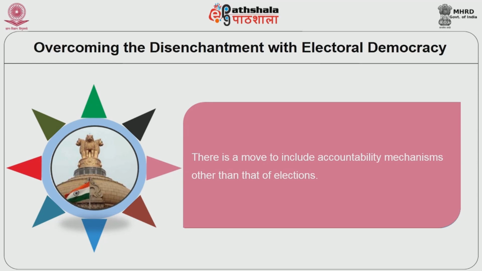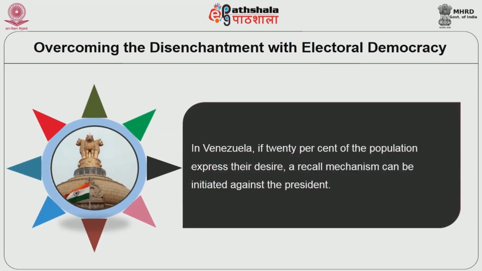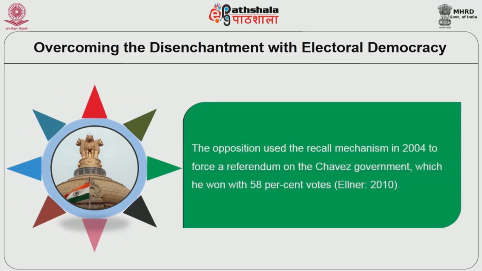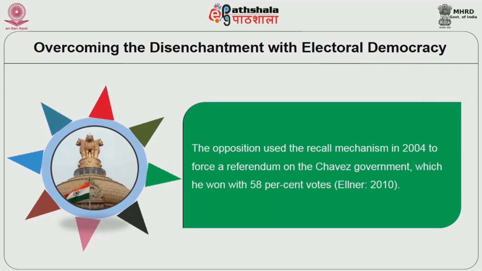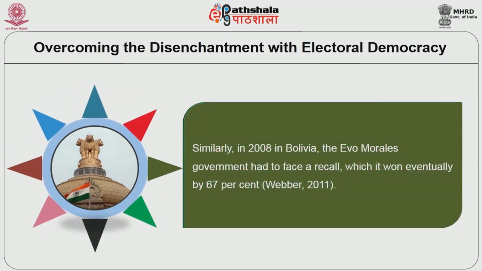Many Latin American democracies have also introduced mechanisms of delegation and recall to re-strengthen accountability of representatives. In Venezuela, if 20% of the population express that they desire it, a recall mechanism can be initiated against the president. The opposition used the recall mechanism in 2004 to force a referendum on the Chavez government, which he won with 58% votes.